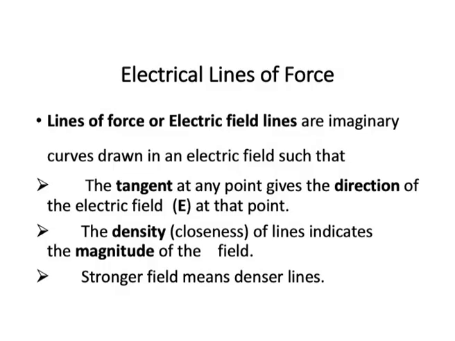So, the electric lines of force are imaginary curves drawn in the electric field such that the tangent at any point gives the direction of the electric field at that point, and the density of lines indicates the magnitude of the electric field. That means if you have more lines, that is, more density, then automatically the field is stronger.